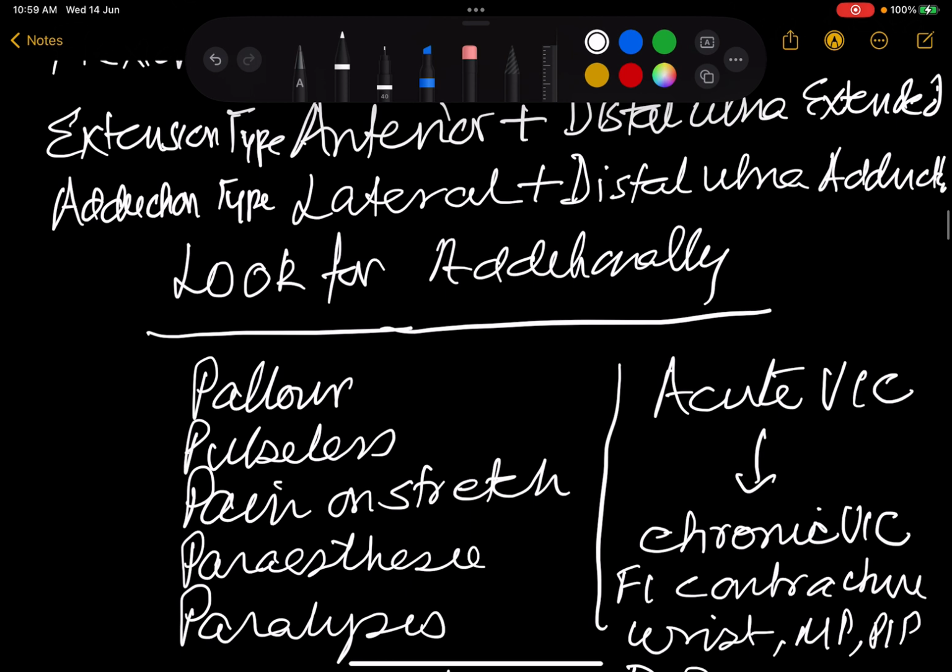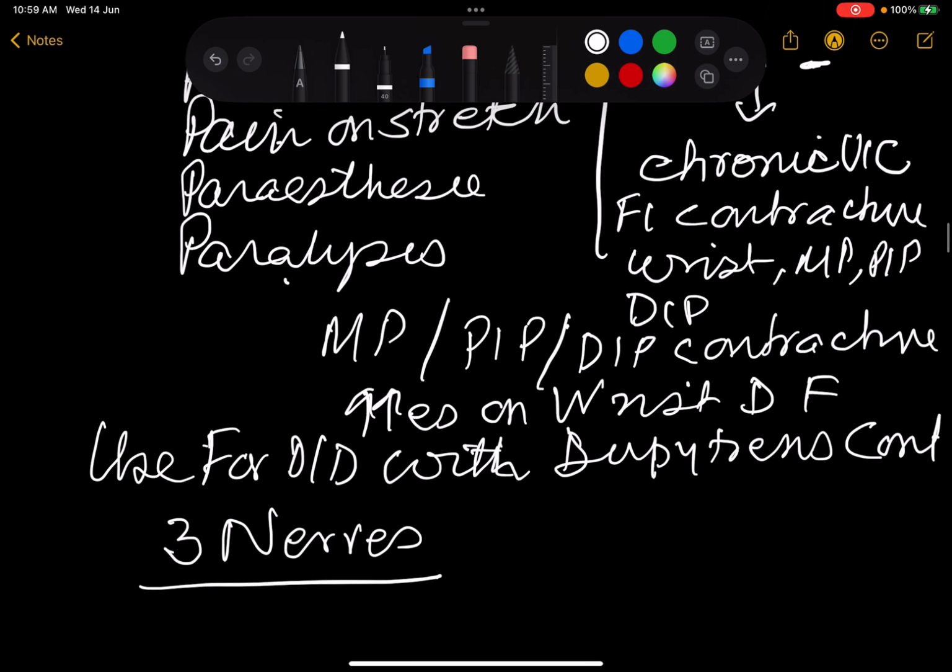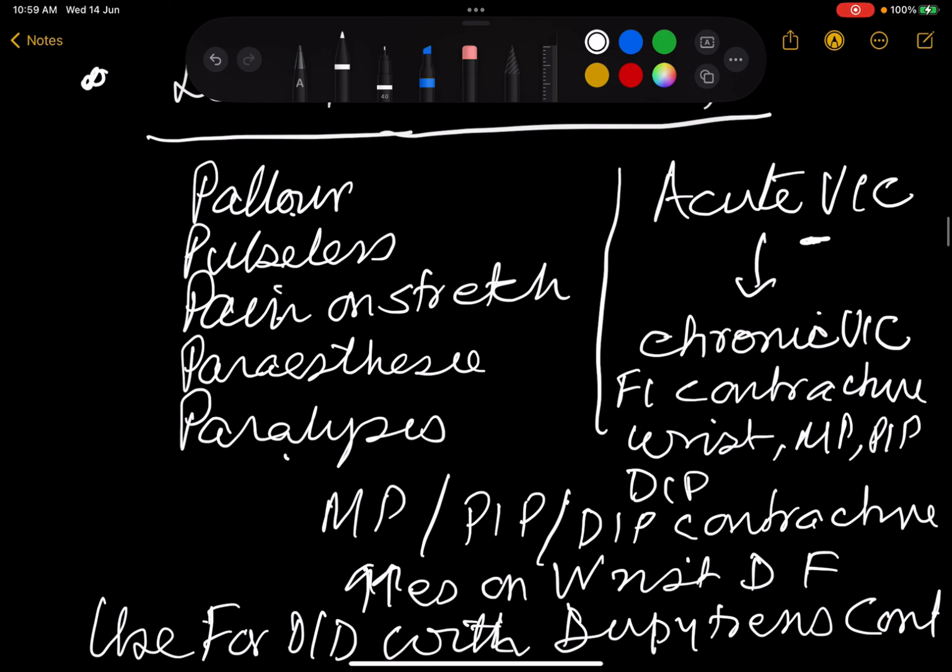Then in this you must look for vascular insufficiency or acute VIC. Pain, pallor, pulselessness, paresthesia, paralysis. These 5 P's. And this suggests an acute VIC. As a result of an acute VIC or acute vascular insufficiency, the muscles would undergo necrobiosis and fibrose. The main muscle which fibroses is flexor digitorum profundus.